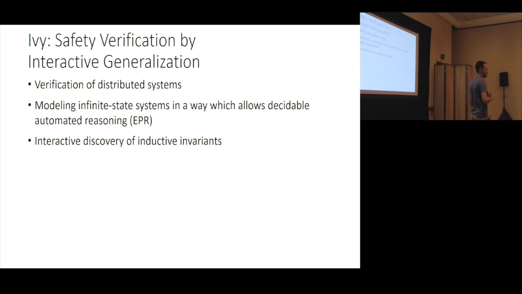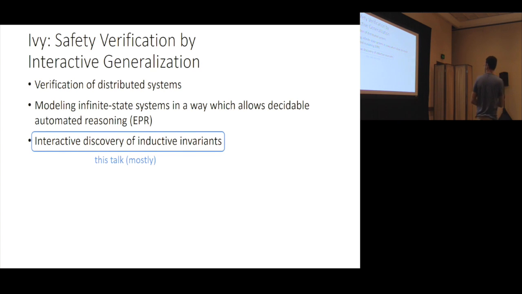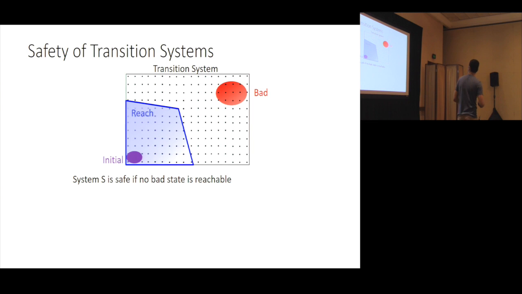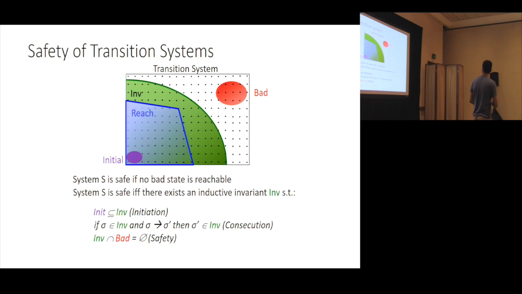And in this work, we ask how can we interact with the user when this fails? And you can see the set of reachable states and inductive invariant.